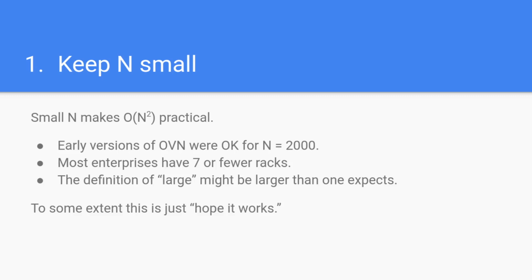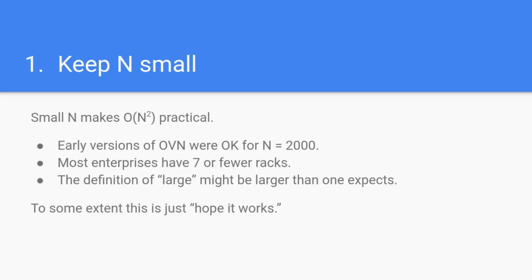So first, if n is small, then n squared is also relatively small, and if we look at early versions of OVN, as you can see from some of the talks at old OpenStack conferences, n equals 2000 was fine. And as it got up toward n equals 3000, it was not fine anymore. And if you look at a typical enterprise customer of my employer, for example, most of them have 7 or fewer racks. So n equals 2000, and my guess is that much larger n is fine today, would also be fine.